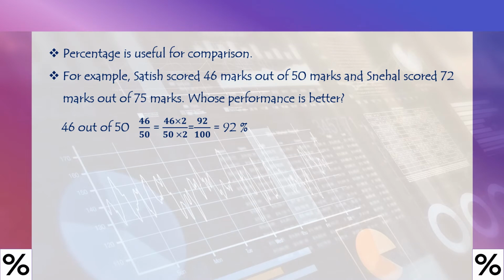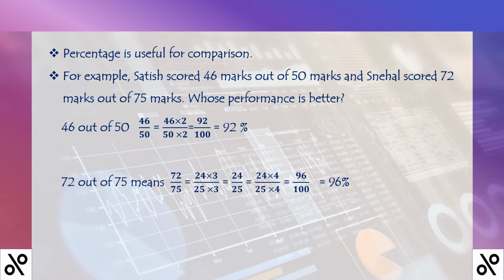Here 50 डिनोमिनेटर में है, 100 नहीं है, हम लोगों को परसेंटेज फाइंड आउट करना है, सो यू हैव टू मेक इट एज 100. सो 50 इंटू 2 विल गिव यू 100. सो 92 अपॉन 100. कैसा आया 92? 46 इंटू 2. अगर जो भी नंबर डिनोमिनेटर में मल्टीप्लाई होगा, दैट द सेम नंबर विल बी मल्टीप्लाइड इन द न्यूमरेटर एज वेल. ओके, सो 92 अपॉन 100 विच इज इक्वल टू 92%.